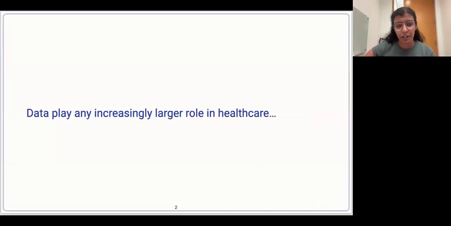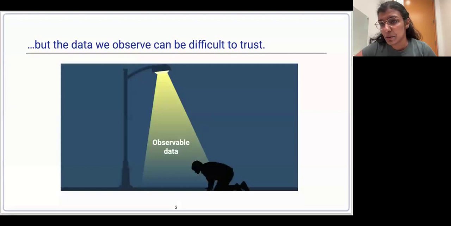As I'm sure we're all familiar with, consequential decisions we make in healthcare increasingly rely on the data we observe. But the data we observe can be difficult to trust. I like to call this machine learning's version of the streetlight effect, where observable data draws out only a small slice of what we'd like to see. This is because data sets are often a product of complex human interactions and opaque data collection practices. As a result, these data sets are inherently shaped by decisions and phenomena that we can't see.